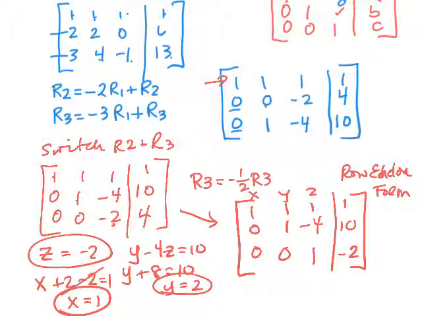Let's just write that as an ordered triple. 1, 2, -2. And we are done with the problem.